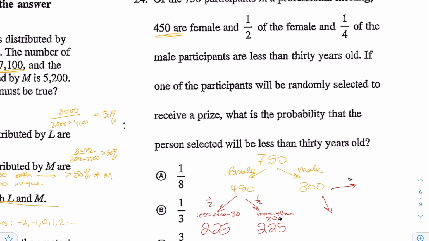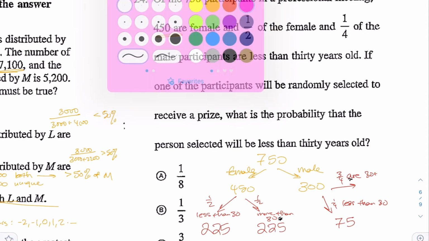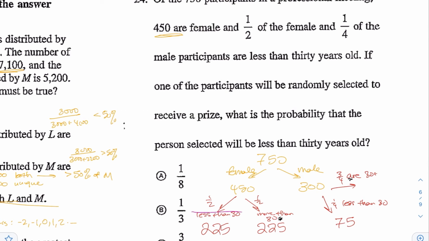1/4 of the males are less than 30. So that means that 3/4 are 30 plus. So we don't really care about those. We only want the 1/4 that are less than 30. So 1/4 of 300, or 300 divided by 4, is 75. So now you have all the people who are less than 30. You have 225 females less than 30 and 75 males less than 30.